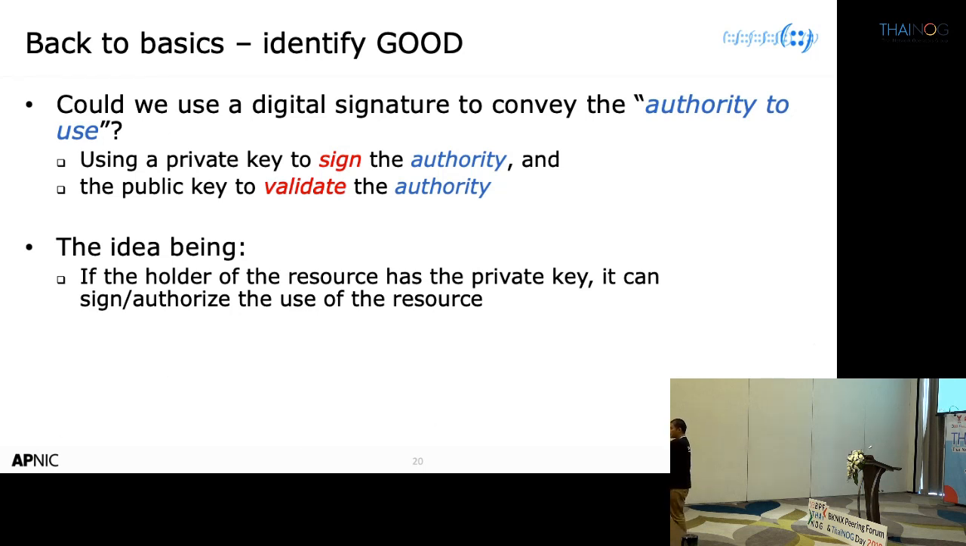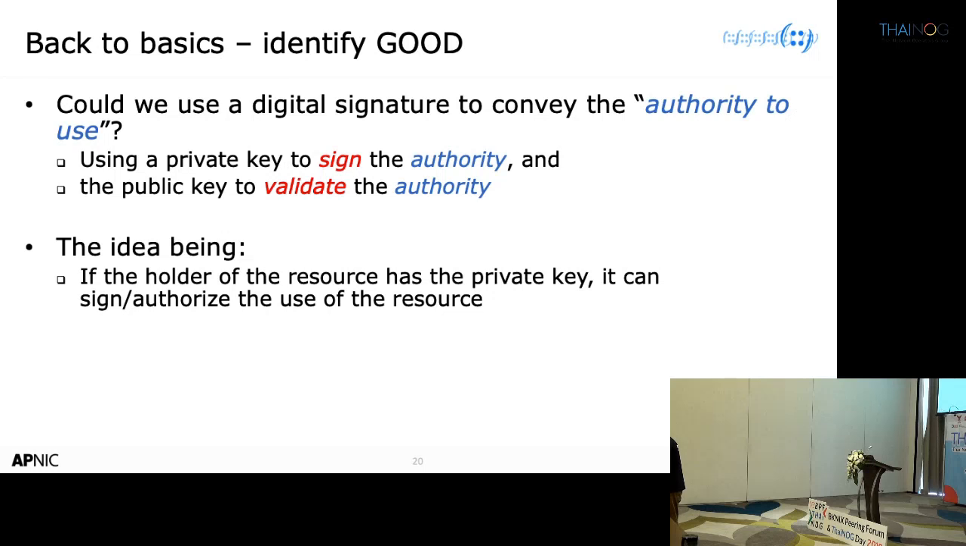And whoever receives my signature can verify my signature using my public key. So can we borrow that same idea, because people are already familiar with it? If I can digitally sign and say, hey, this is my resource, I authorize this autonomous system to announce that to the BGP routing table, right?